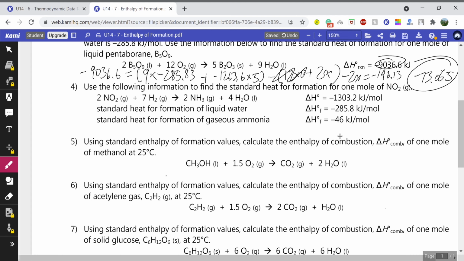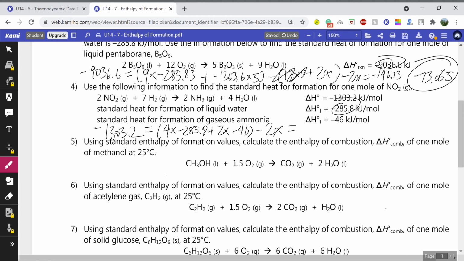Alright, so first we do negative 1303.2 kilojoules per mole, and we're looking for NO2. We're looking for this one. So that is going to be equal to 4 times liquid water, which is negative 285.8, plus 2 times ammonia, which is 2 multiplied by negative 46, minus hydrogen. H2 in its gas form is going to be 0, so it's going to be minus 2x again.